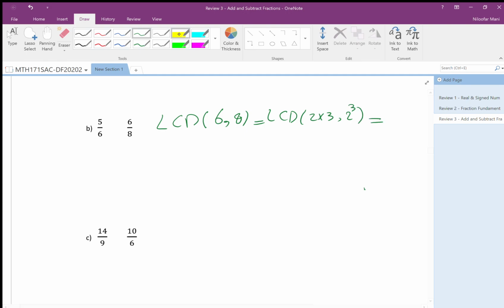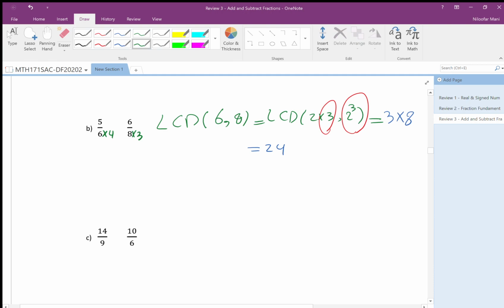So I use this one, 2 cubed, not 2, because I use the highest exponent. I use this one as well. Okay, so for each prime number, I'll multiply with the highest exponent I see. So 3 times 8, which is 24. Okay, 24. So here I multiply with 4. Here I multiply with 3. Because both of them have to be 24.